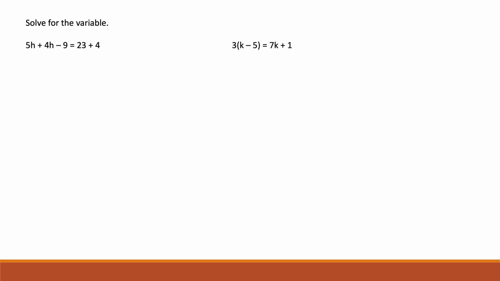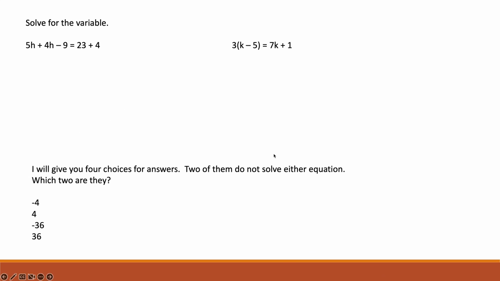Okay, so I look at the one on the left, and I ask myself, is this the same side, same operation, or opposite side, opposite operation? It's the same side, same operation, so that gives me 9 H's minus 9 is equal to, and then notice that the 23 and 4 are on the same side, so that would become 27. And also, I gave you 4 choices for answers. 2 of them don't solve either equation. Which are they? We'll figure that out at the end.